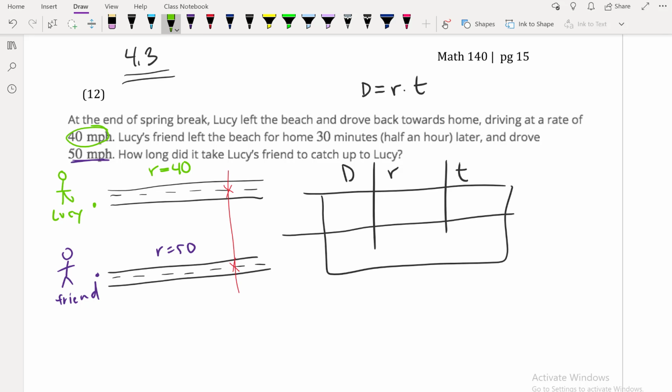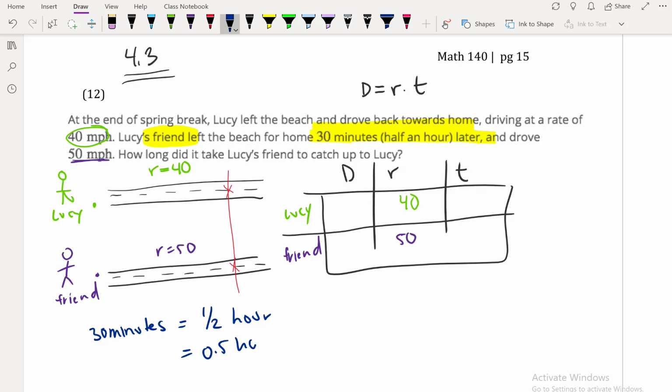So the two things that I'm talking about are Lucy and her friend. I know that the rate Lucy goes is 40 miles per hour. The rate that the friend goes is 50 miles per hour. Now, we also know something about the time. It specifically says that the friend left 30 minutes later. So let's think about this. 30 minutes is equal to 1/2 hour. Well, 1/2 hour is the same as 0.5 hour.